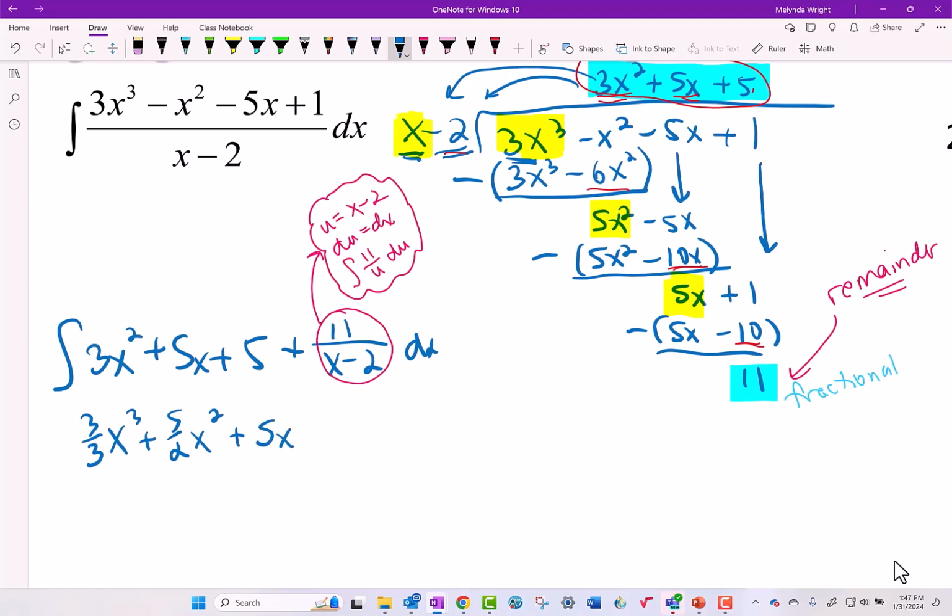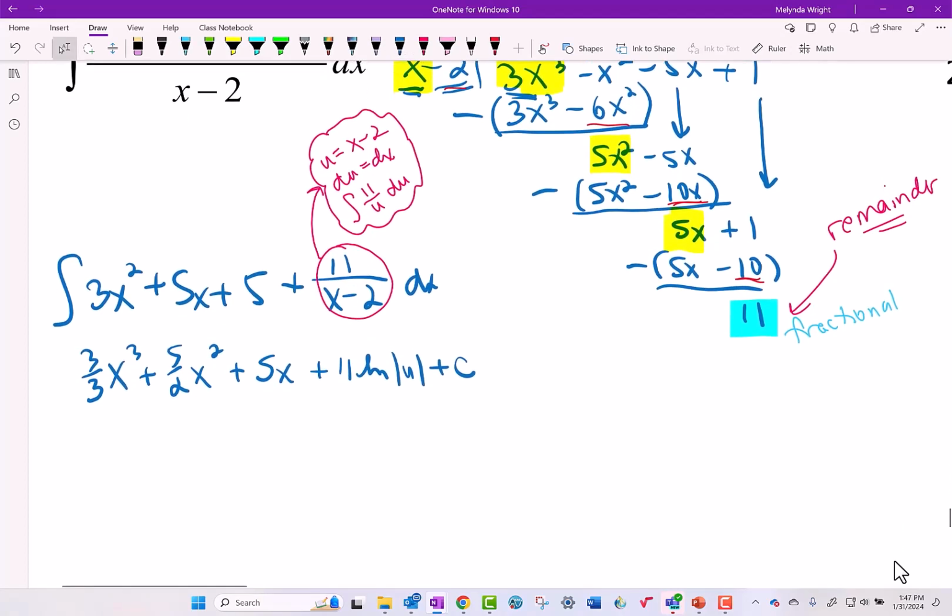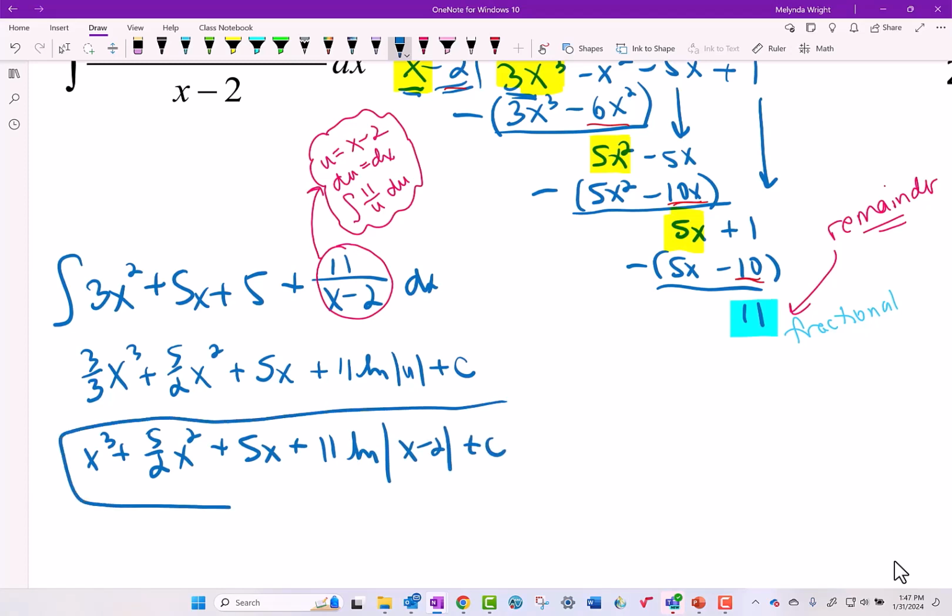This right here, hopefully we know 11. If I integrate 11 over u, what would I get? ln u, right? I would get 11 ln u plus c. And now I'm going to clean it up and put the u back in. So that gives me x cubed plus 5/2 x squared plus 5x plus 11 ln of, my u was x minus 2, plus c, and I'm done. This technique uses long division.